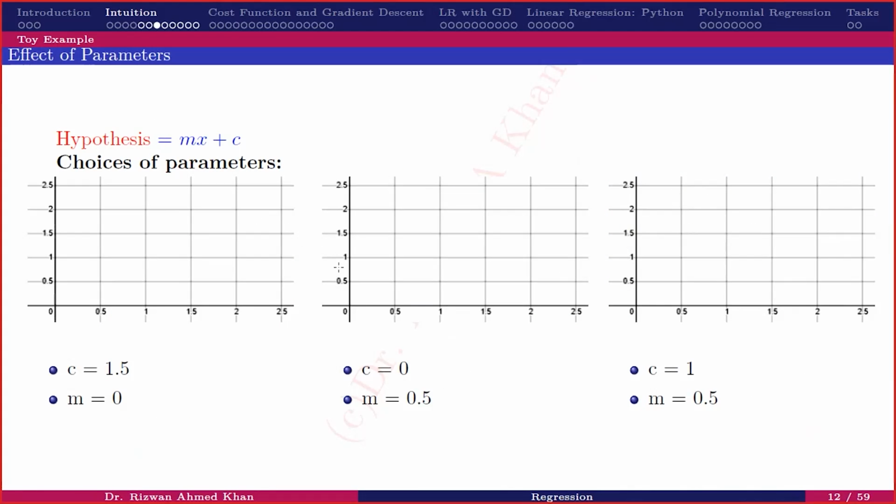And here I give you intuition of the different parameters of a line, and how these parameters affect the line. As I told you in my last lecture as well, the hypothesis in textbooks is usually denoted by h of theta, and the parameters are given as theta 0 and theta 1. Here I have denoted theta 0 with C and theta 1 with M for intuitive purposes, because we already know that the equation of a line is mx plus C, where C is the y-intercept and M is the slope of the line.